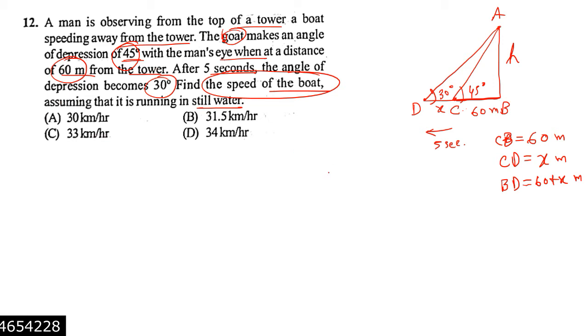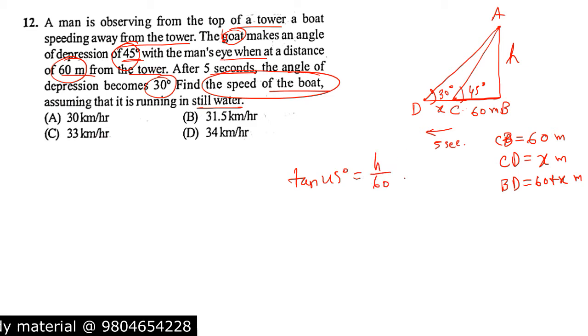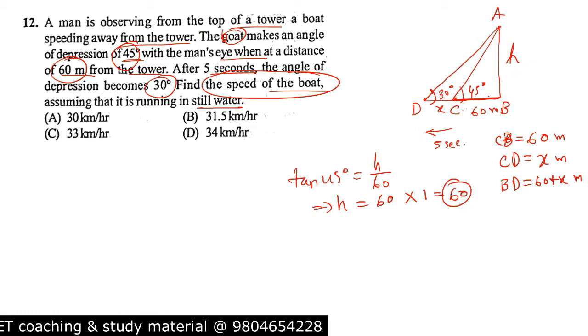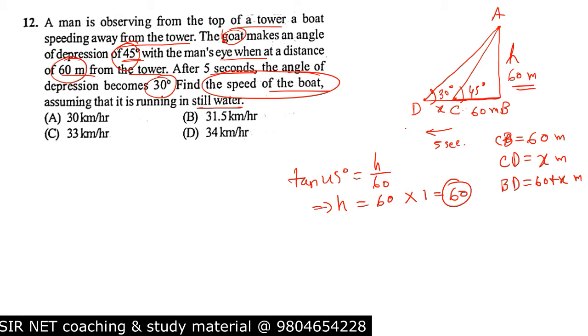So what we can tell from here is very easily, if you look here, this tan 45 degree. This is the 45 degree here. So tan 45 degree will be h by 60. Height h by 60, that's the value. So from this we get h equals 60 into tan 45 degree. And what is the value of tan 45 degree? If you recall the formula, 1. So height is 60 meters also. So CB is 60 meter, AB is also 60 meter. We found it out just now.